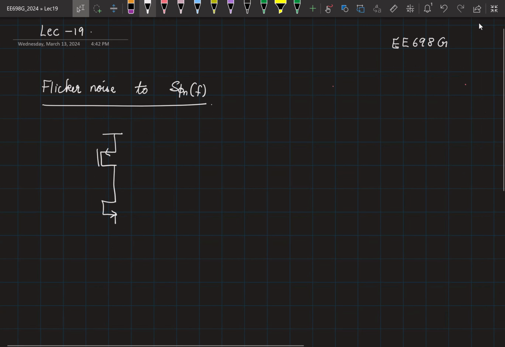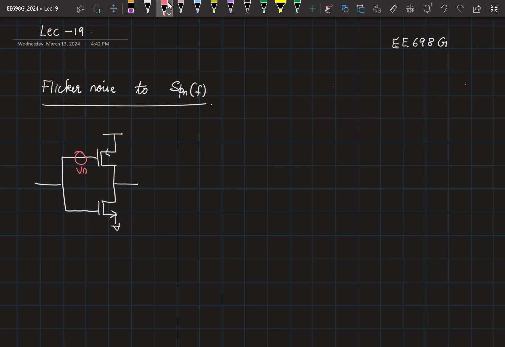So we are considering how the flicker noise in an inverter is going to appear as phase noise at the output. Okay, so let's consider an inverter. I am simply going to assume flicker noise for one of the transistors. You can repeat the same operation for the other transistor as well. Okay. So you have some Vn.